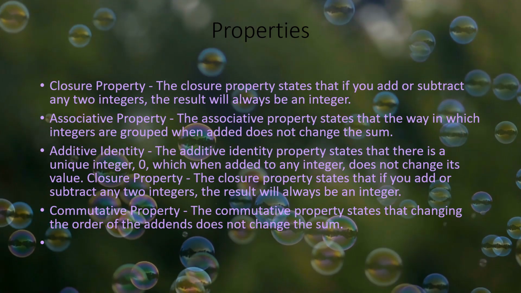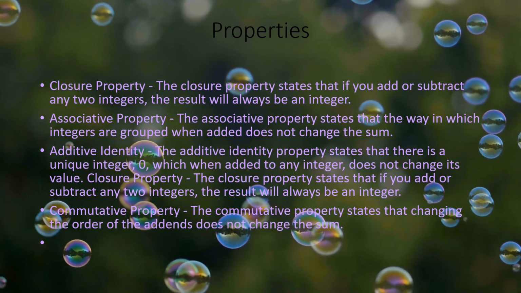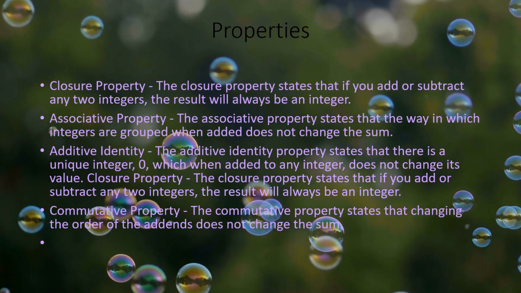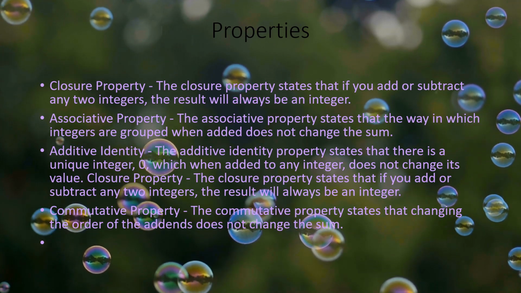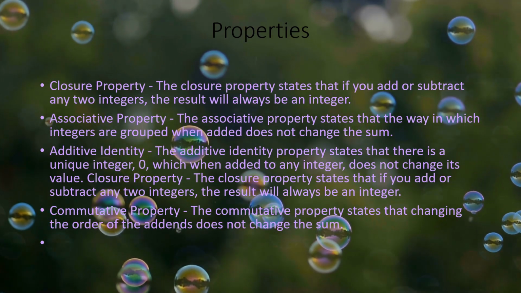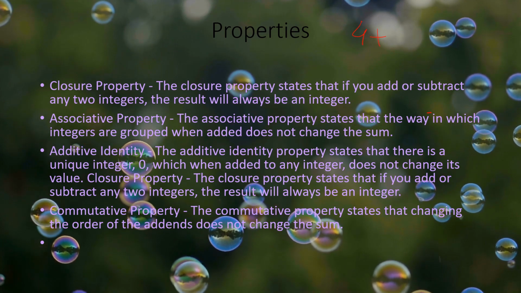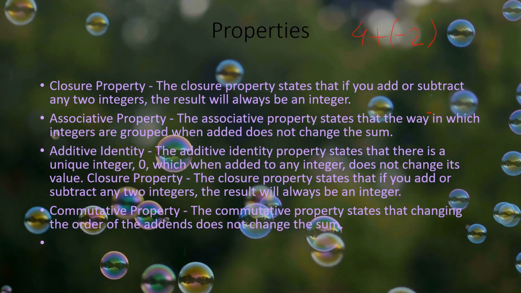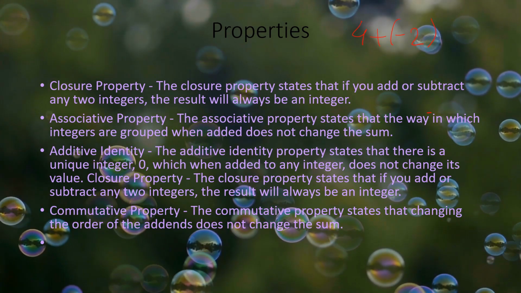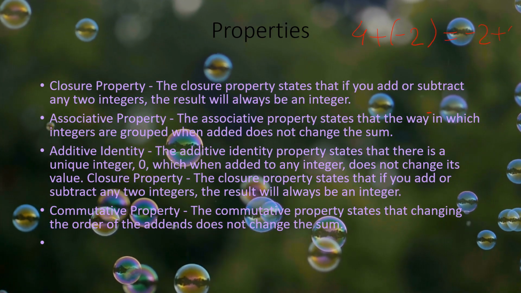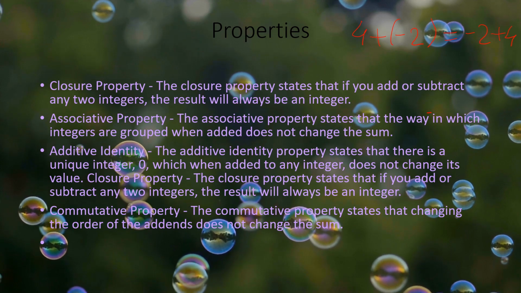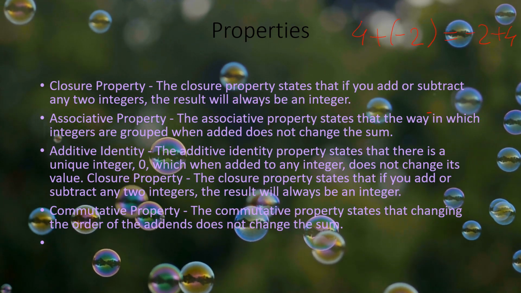The commutative property states that changing the order of the addends does not change the sum. In other words, a plus b equals b plus a for any integers a and b. For example, let's add 4 and minus 2. According to the commutative property, 4 plus minus 2 should be equal to minus 2 plus 4. Therefore, addition of integers is commutative.